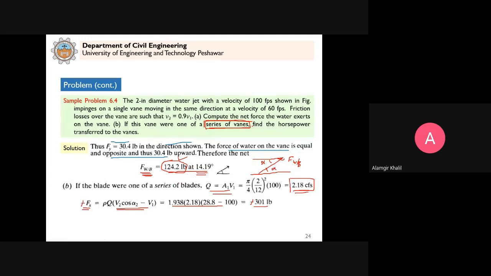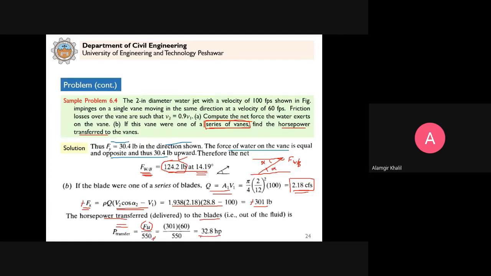So now what is the power transfer that we have to calculate? Power is just F into U. So the power that is transferred to the blade moving with a velocity U, your force will be just Fx into U. That will be the power transferred from water to the vanes, divided by 550. So we can calculate this power transferred in horsepower. So this is how we apply the momentum equation to calculate the forces on a single moving vane and on a series of moving vanes.